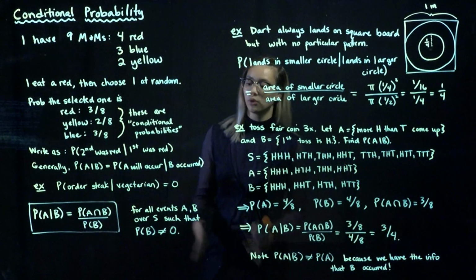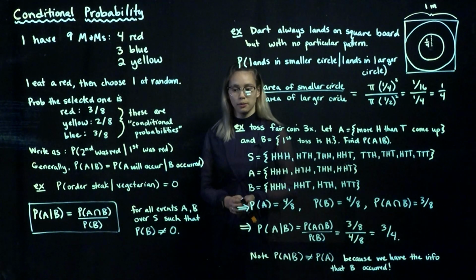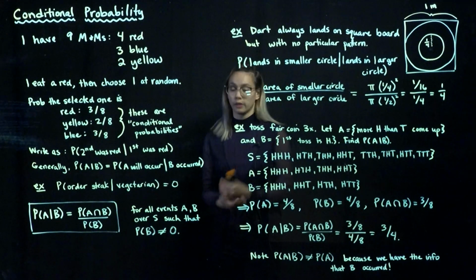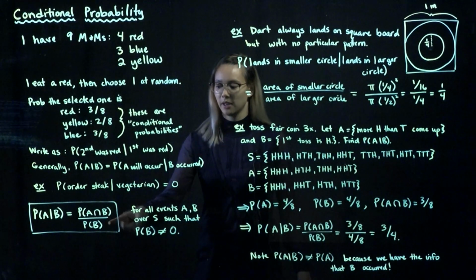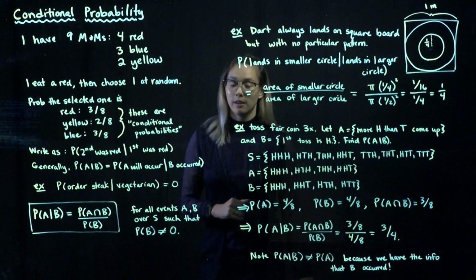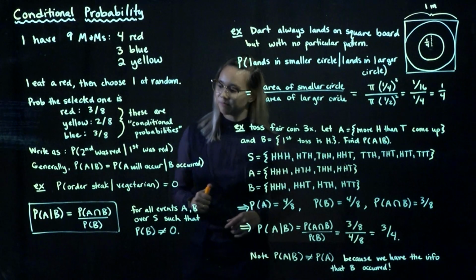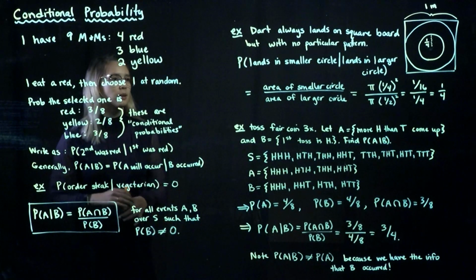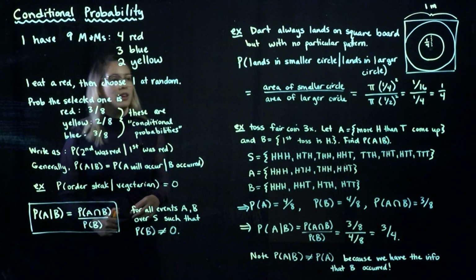So this is going to be true for all events A and B over our sample space, such that the probability of B is not equal to 0, right? Because if we have 0 down in the denominator, we're going to run into a lot of trouble. So we need to have B being an event that can actually happen. All right, so let's use this and look at a couple examples.